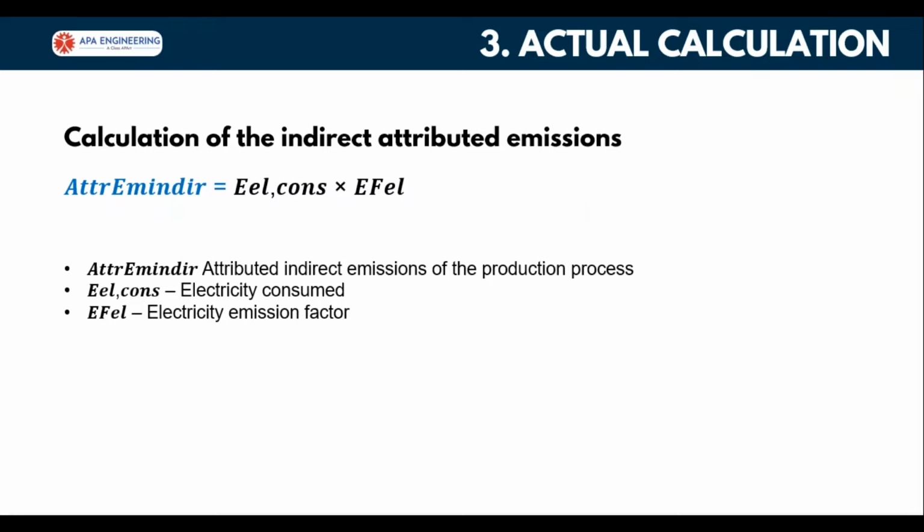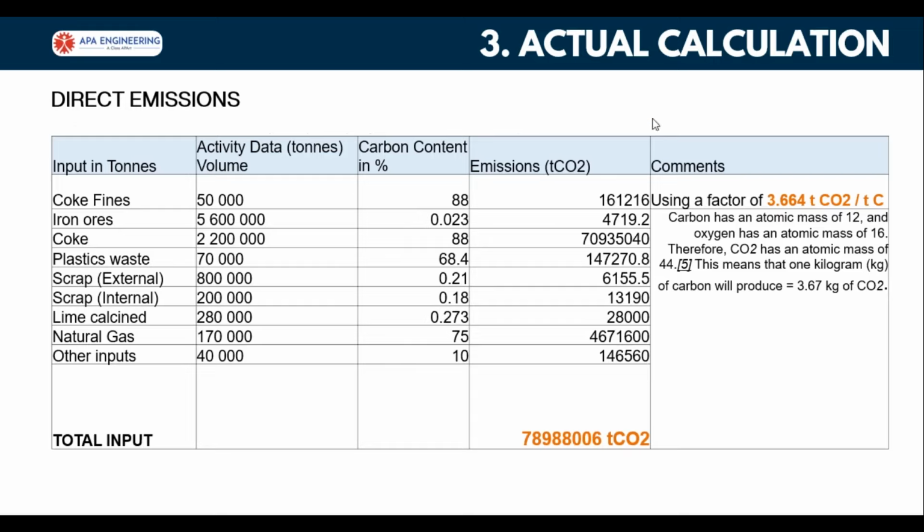And then you also have indirect attributed emissions, which is nothing but your electricity consumed into the electricity emission factor. So emission factors also for electricity, you have default values, but there are cases when you have your own power. Manufacturing units can have their own power plant and produce electricity, so they can give you their emission factor also.